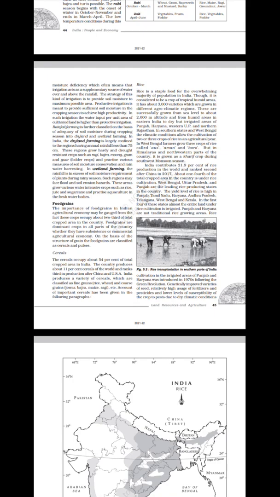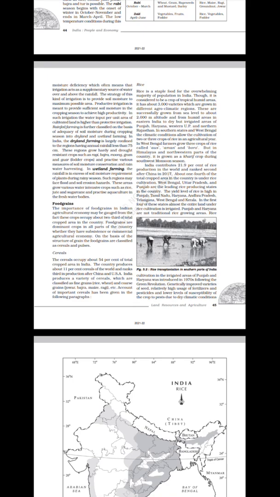Cereals. The cereals occupy about 54% of the total cropped area in India. The country produces about 11% of the world's cereals and ranks third in production after China and USA. India produces a variety of cereals which are classified as fine grains, rice and wheat, and coarse grains, jowar, bajra, maize, ragi, etc. An account of important cereals has been given in the following paragraphs.